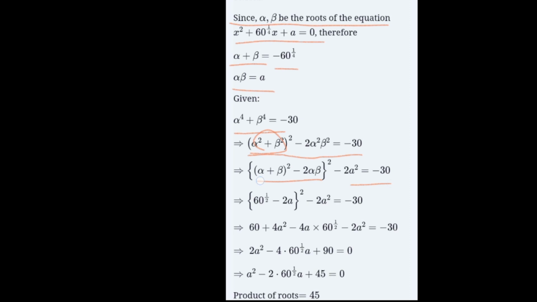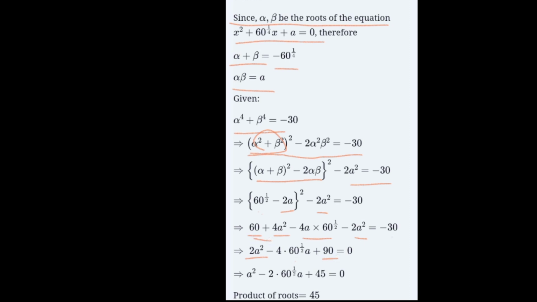So this value alpha plus beta means minus 60 whole power minus 1 by 4. That means 60 power 1 by 2 minus 2 alpha beta is equal to a, minus 2a whole square minus 2a square is equal to minus 30. Squaring on both sides, 60 whole power 1 by 2 whole square means 60. 2a whole square means 4a square minus 4a into 60 power 1 by 2 minus 2a square is equal to 30.